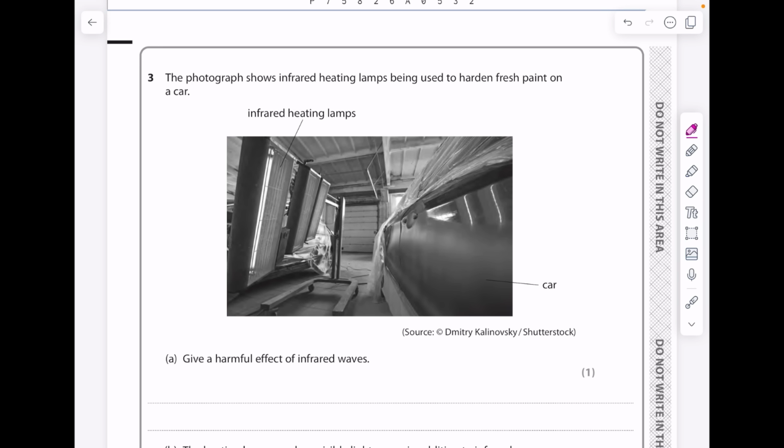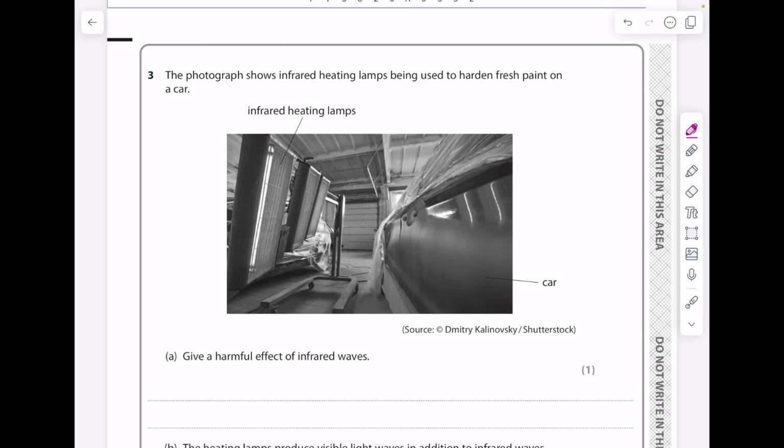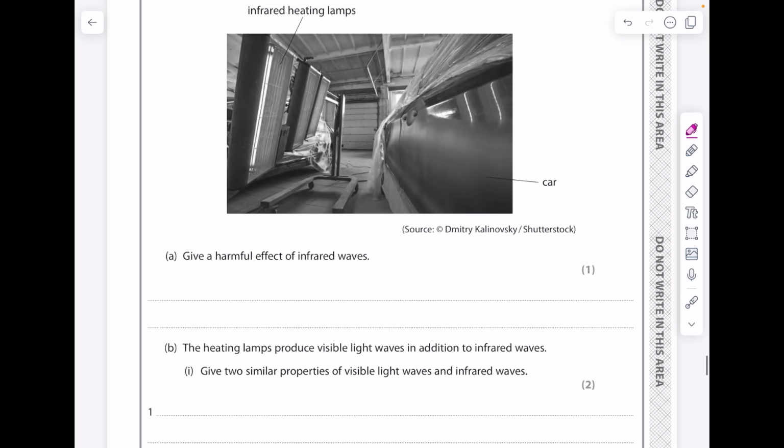The photograph shows infrared heating lamps being used to harden fresh paint on a car. Give a harmful effect of infrared waves. It says here that the heating lamps are used to dry the fresh paint. So obviously they're hot, so you can get a skin burn if you get too close.